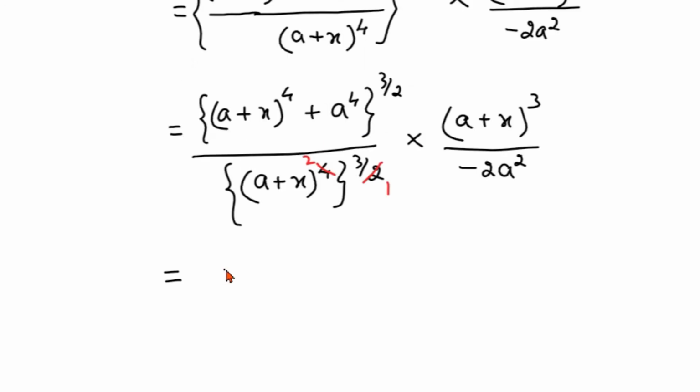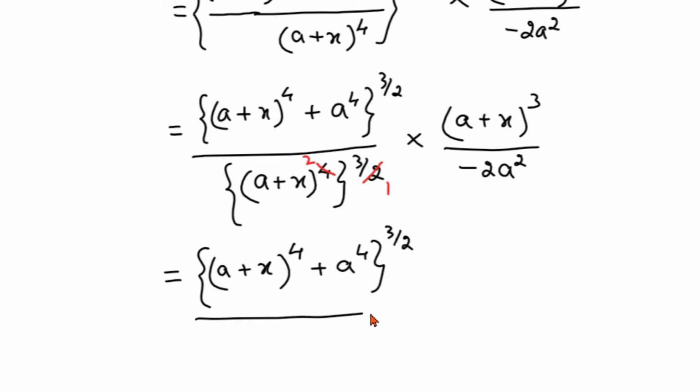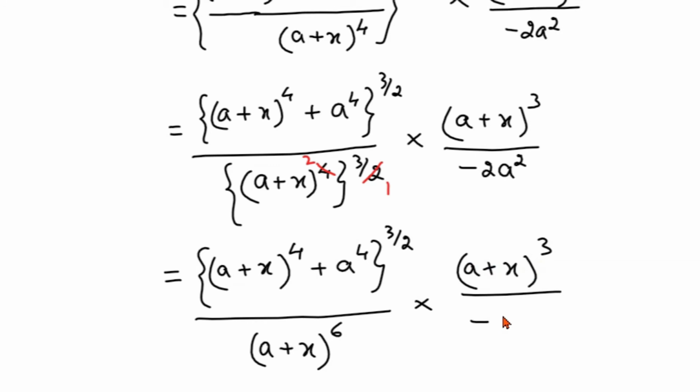This will be equals to ((a + x)^4 + a^4) to the power of 3 by 2, whole divided by (a + x) to the power of, you can just multiply this, 2 times 3 will become 6. This expression as it is, (a + x)^3, whole divided by minus 2a squared. You just cancel out this one, (a + x) whole cube will cancel out with this one, and to the power of 3 will be left out.